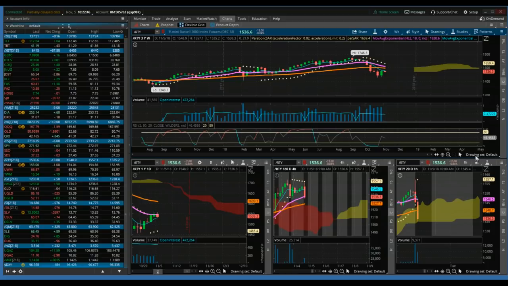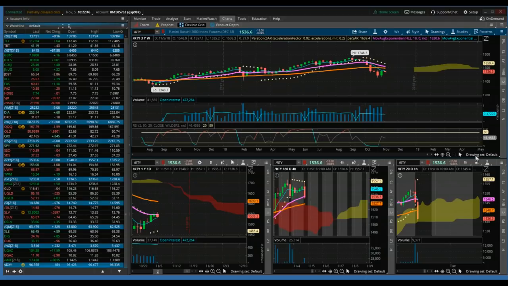When you're writing naked puts, or selling put options, and you don't own the underlying shares, your risk is not unlimited. Your risk is limited because prices can only go to zero. So most people who write options or sell naked options usually sell puts, because when you sell a put, again, your liability is limited because prices can only go to zero.